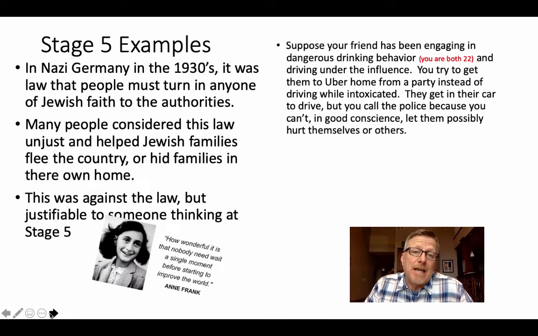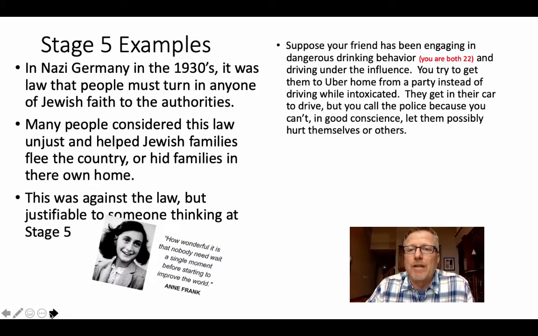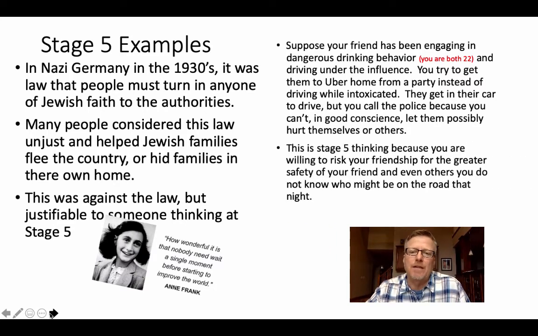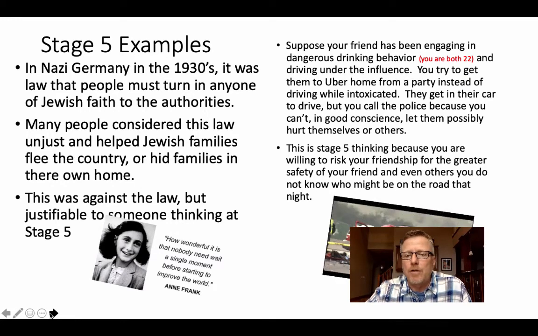Now, suppose your friend has been engaging, here's an example, perhaps, of stage 5 thinking, in dangerous drinking behavior. You're both 22, and they've been driving under the influence a lot. You try to get them to Uber home from a party instead of driving while intoxicated. They get in their car to drive, but you call the police because you can't, in good conscience, let them possibly hurt themselves or others. And it's that good conscience that drives your risk of losing friends. So it's an example of stage 5 thinking because of your willingness to risk your friendship for the greater safety of your friend and other people that you don't even know who might be on the road and could cause horrible accidents.